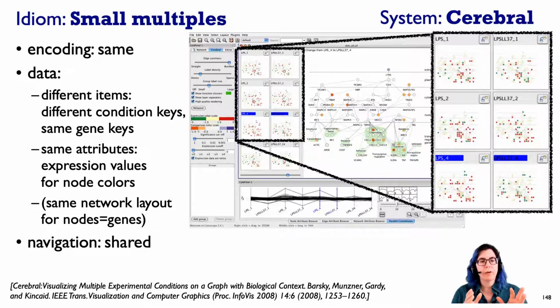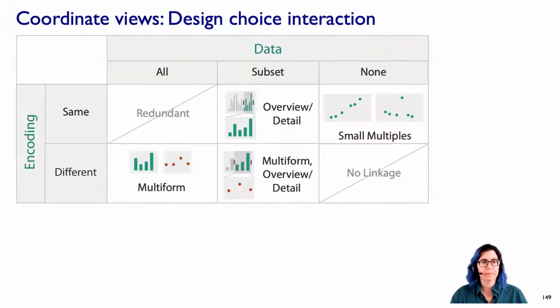And the key thing is we've got the expression values for the node colors as they're changing over these different conditions. We are using the same network layout here. The key point is what we're seeing, we can have our eyes move between these views to try to immediately see comparisons. So there's a power in being able to move your eyes between the views. In this case, navigation is shared. So moving in one causes all of them to move accordingly.